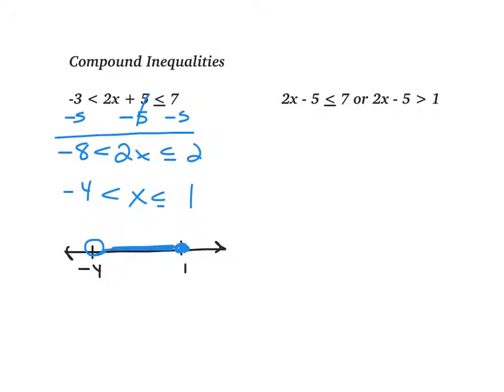That's called an and. That's called a conjunction. An and, conjunction, is when you write it all together and you say the word and in between. So this number here is between negative 3 and 7. The second kind is called an or, which is called a disjunction.